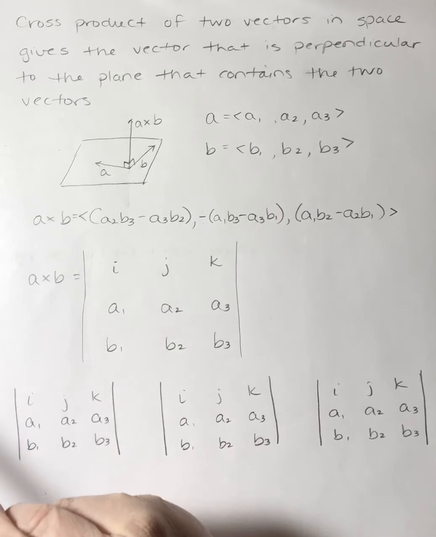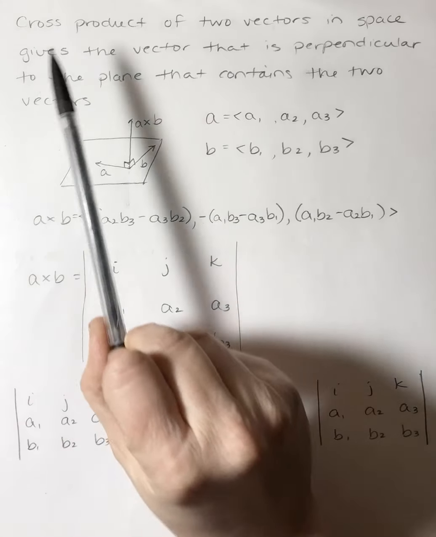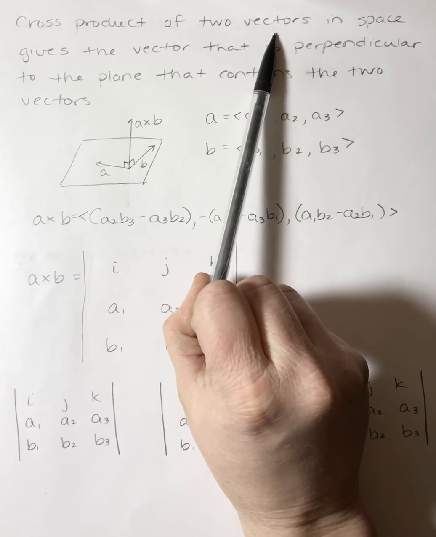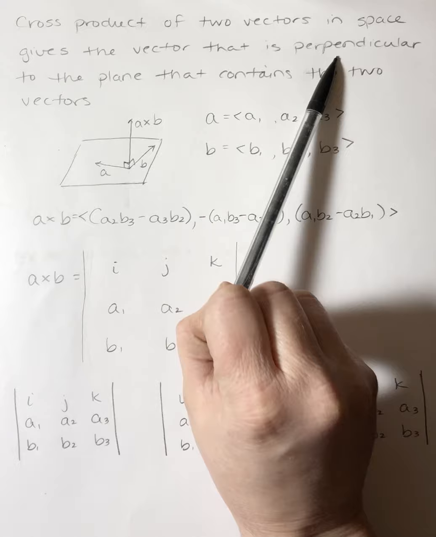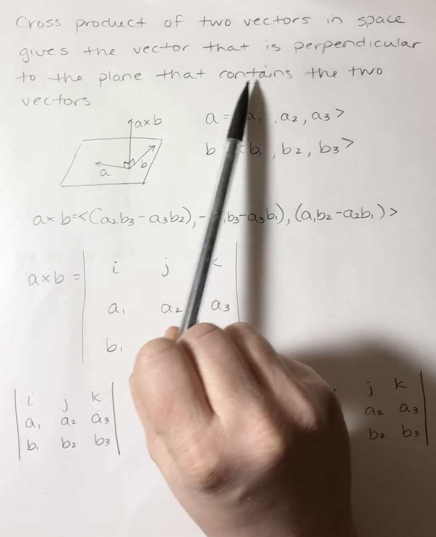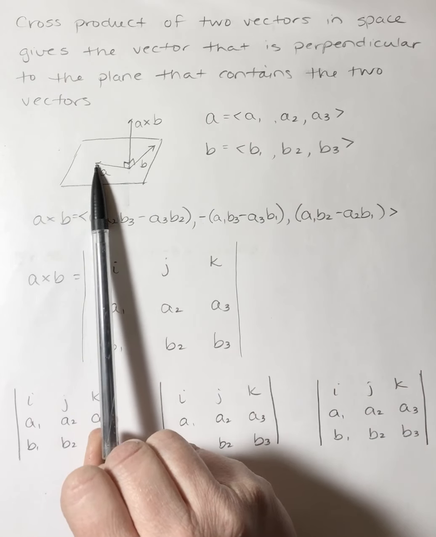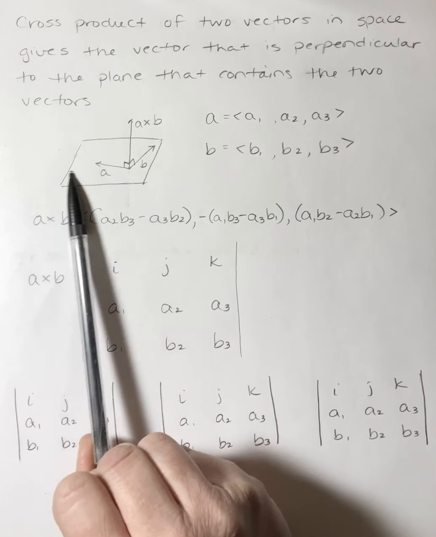Next, we have the cross product. This is something new. The cross product of two vectors in space gives the vector that is perpendicular to the plane that contains the two vectors. So if I had vectors A and B, there would be a plane that would contain them.